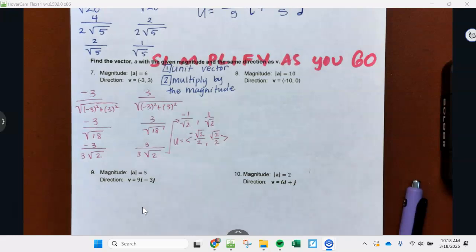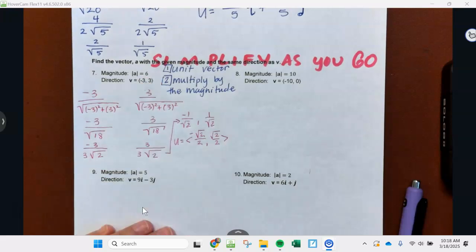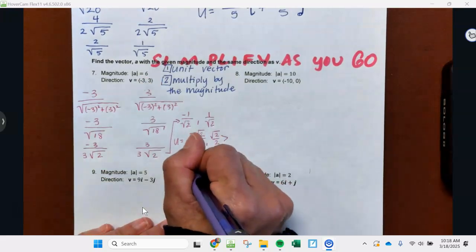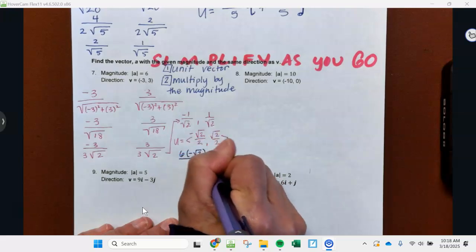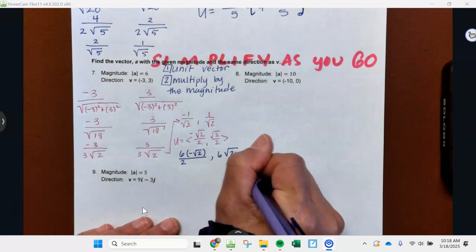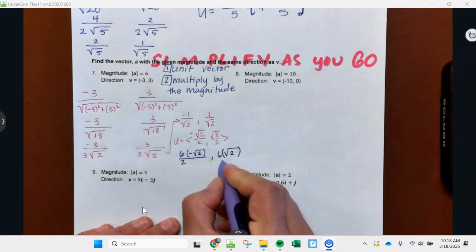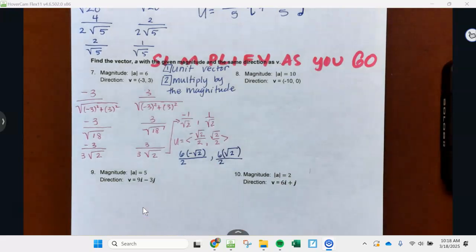Once you get to that part, you just multiply by the magnitude. Remember, the magnitude is 6. So this is going to be 6 times the square root of 2 over 2. And then the other one was positive. And again, 6 over 2 can be simplified.